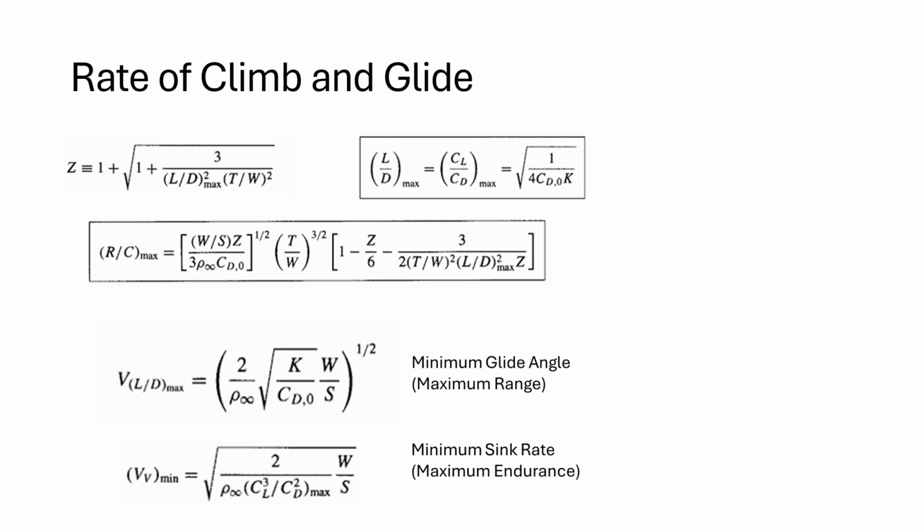Rate of climb and glide. This is something that you have just done in your assignment. You have done the velocity part of the rate of climb. This is the minimum glide angle speed and minimum sink rate speed for glide. These two you have not done in your home assignments, but obviously I have to ask a question about them. So you should know how to calculate minimum glide angle velocity and minimum sink rate velocity.